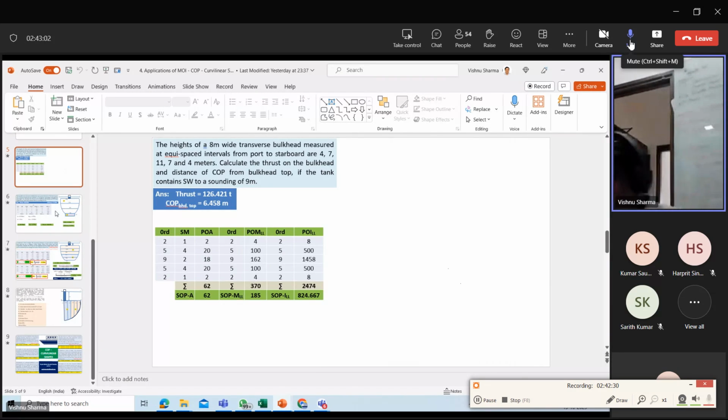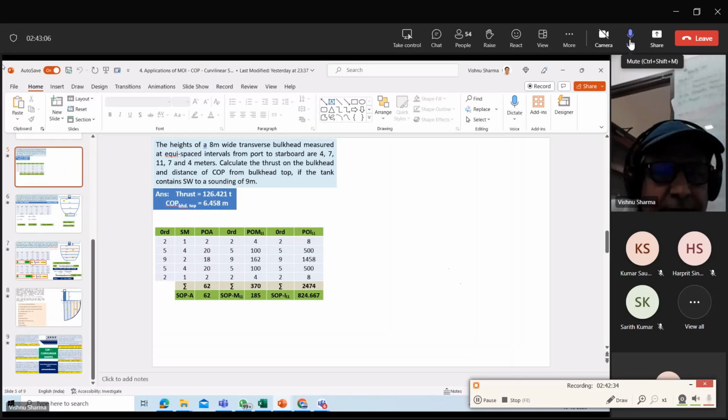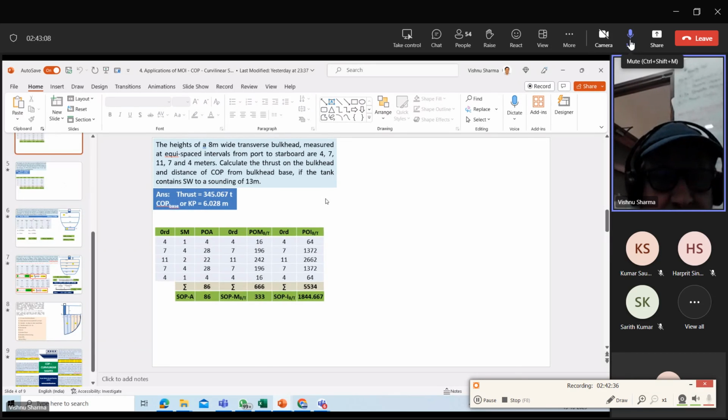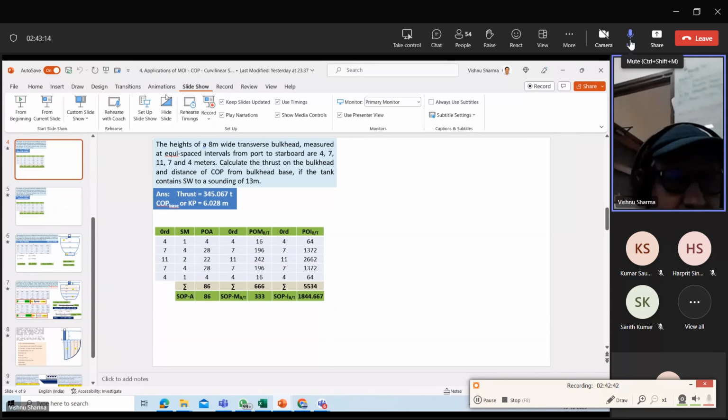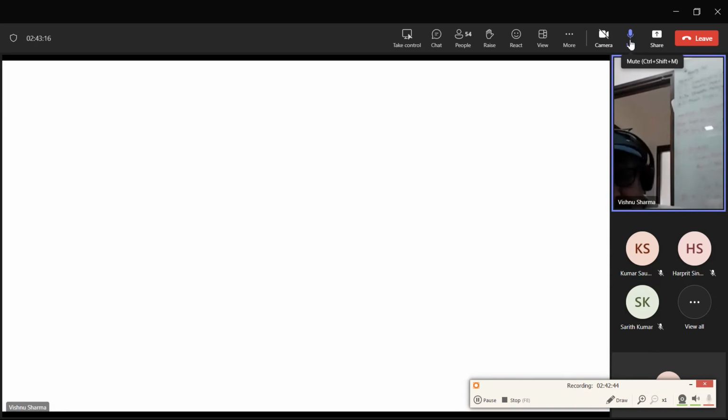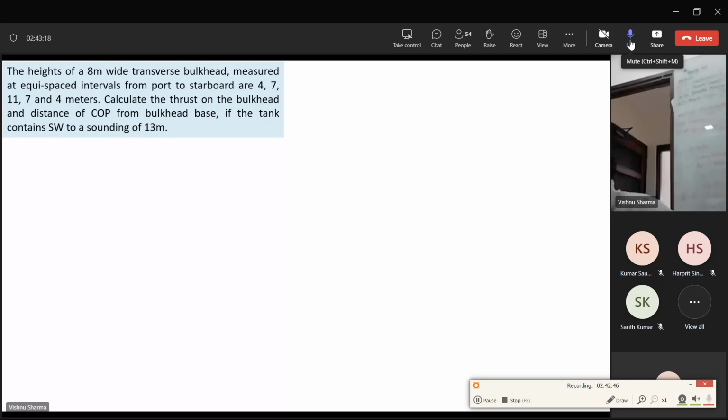Okay. The heights of the 8 meter wide transverse bulkhead measured at equispaced intervals from port to starboard. Okay, let me put this in the slide show.